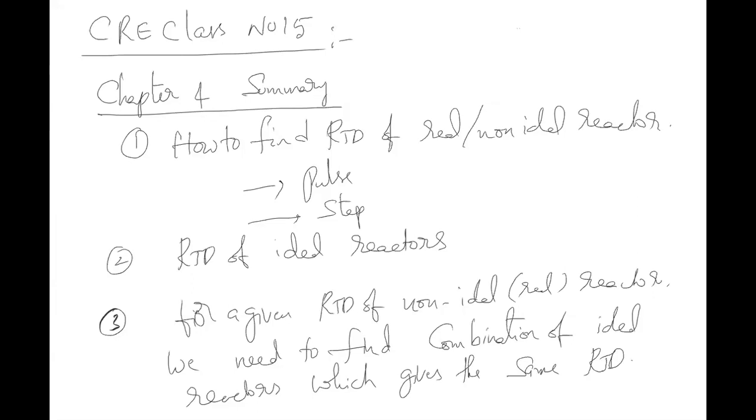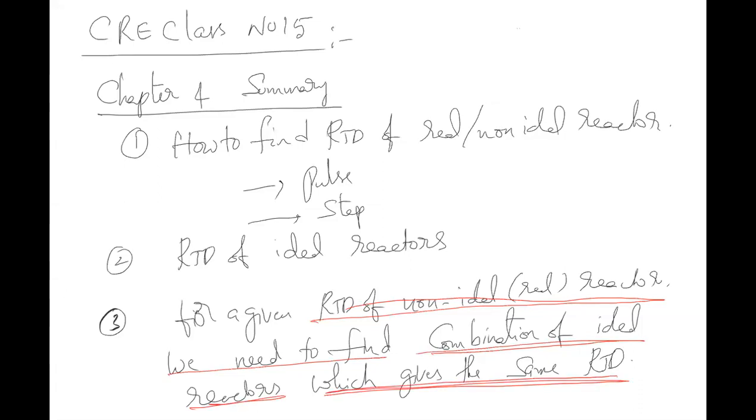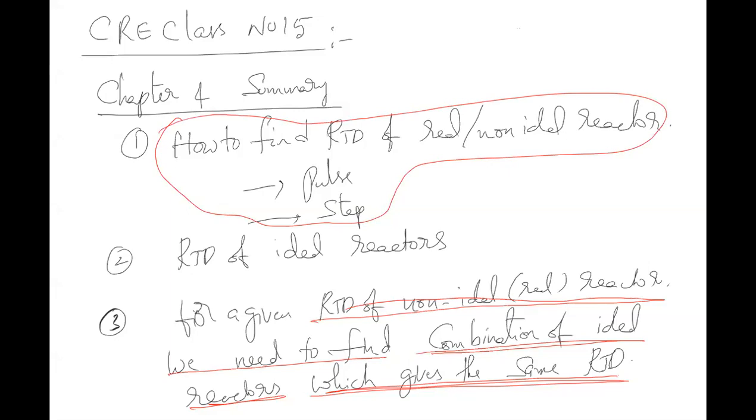For a given RTD of a non-ideal reactor, we need to find a combination of ideal reactors which gives the same RTD. This is what we have done yesterday. This is what is the chapter 4 summary. So does everybody agree till this point? Everybody understood, let's say, how to find the RTD of a real reactor, pulse experiments, step experiments. Then we have studied the RTD of ideal reactors. Then this is the part that we have done.